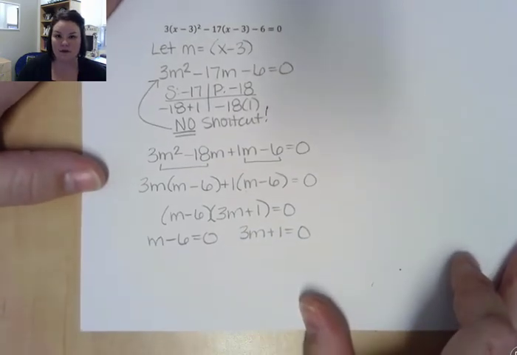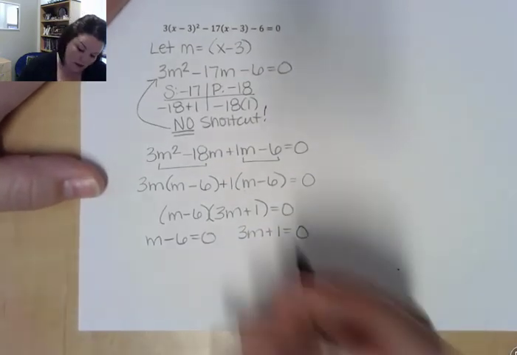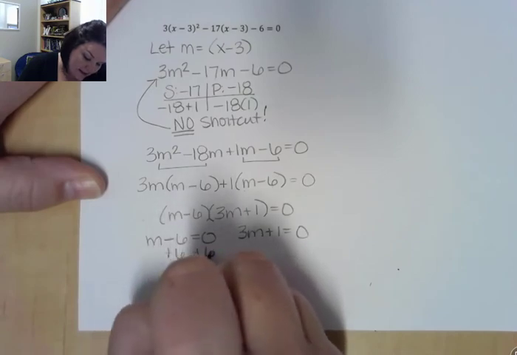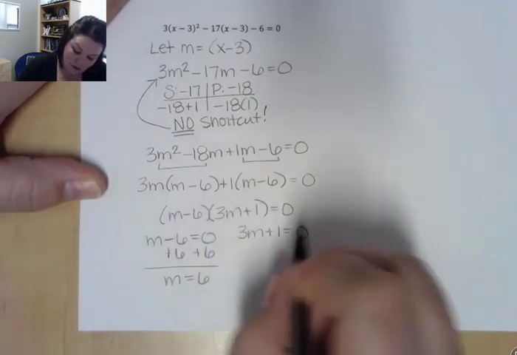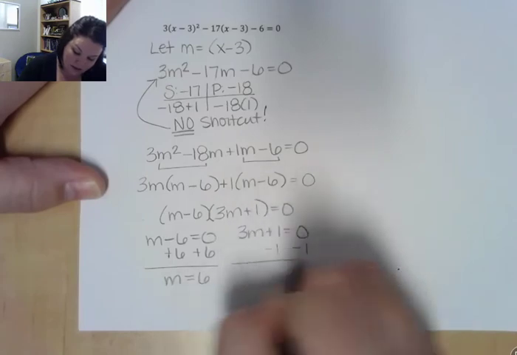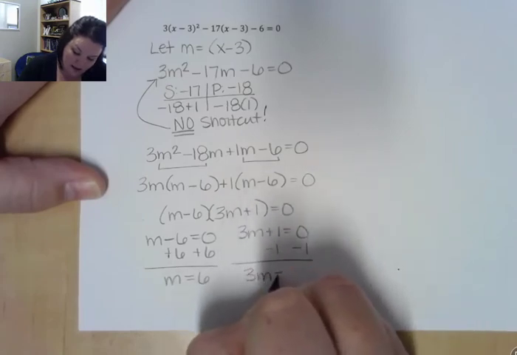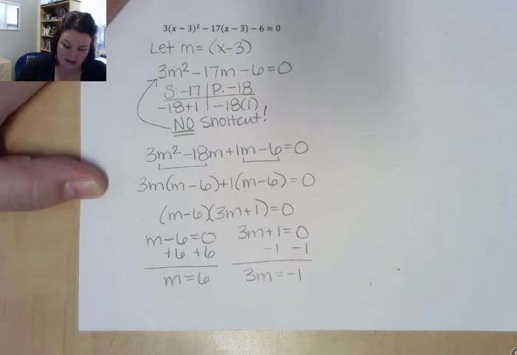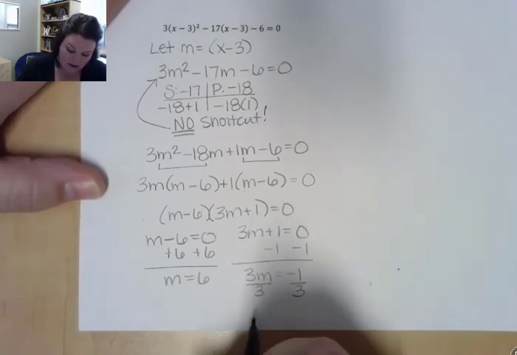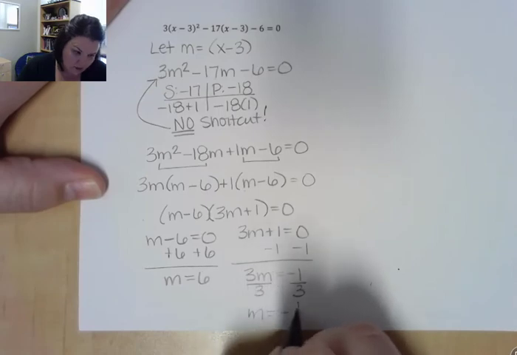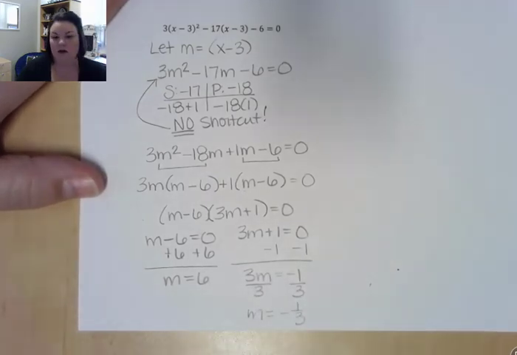Okay. All right. So I'm going to add 6 to both sides. So I get m equals 6. On the second one, I'm going to subtract 1. So I get 3m is equal to negative 1. And then I divide off my 3. Okay. So I get m equals negative 1/3. All right.